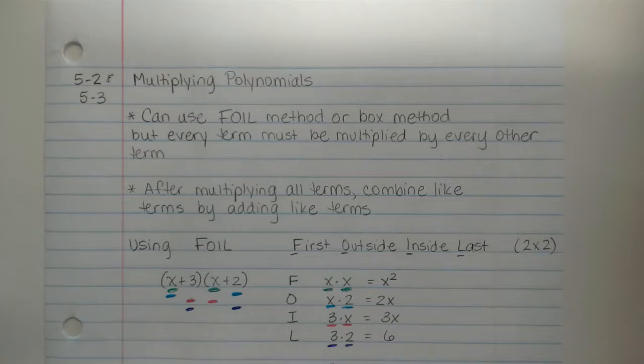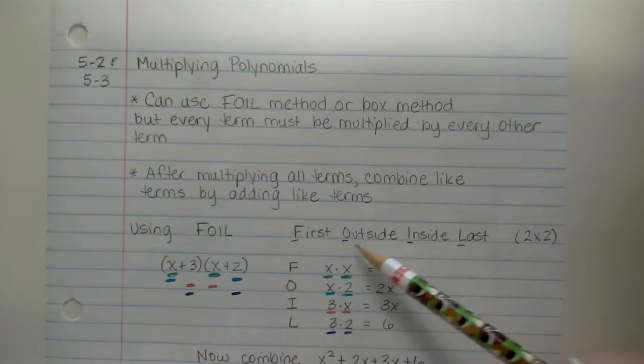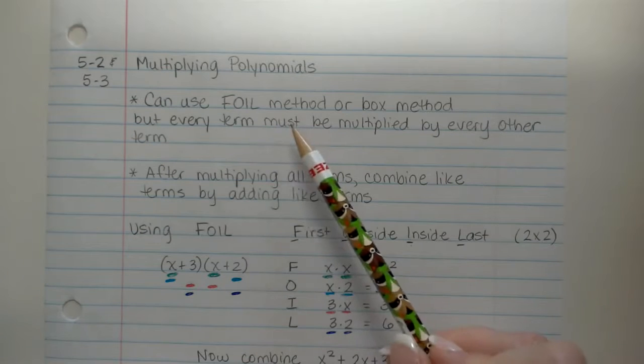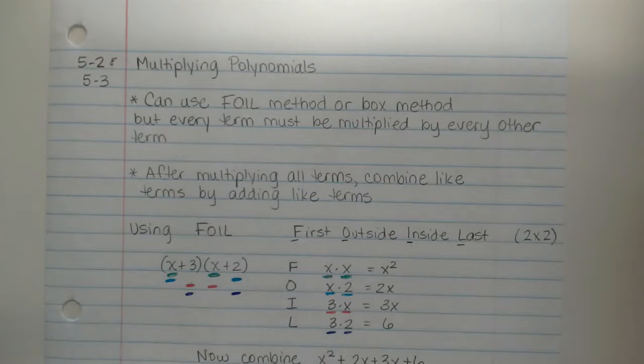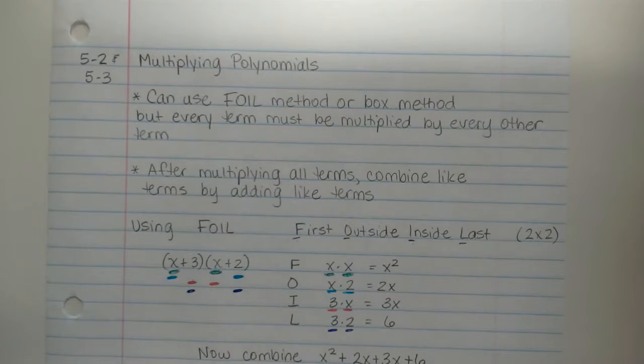Okay, in this video we're going to be talking about multiplying polynomials using FOIL, distribution, and the box method. FOIL is simply an acronym that stands for first, outside, inside, last, and it's mainly used for binomials, where you have a set of 2 terms being multiplied by a set of 2 terms. That's the main purpose for using it.